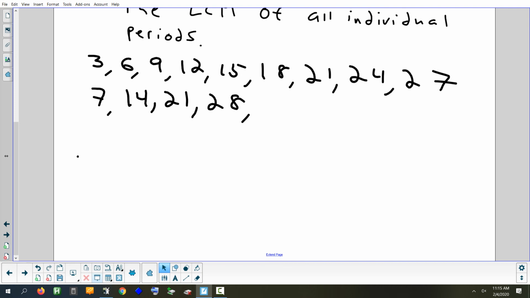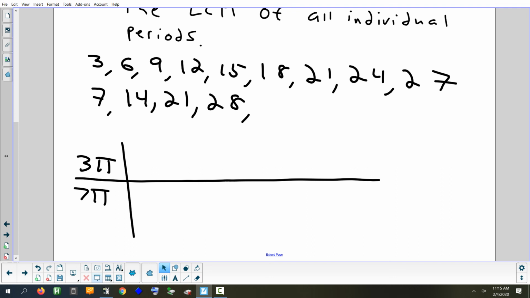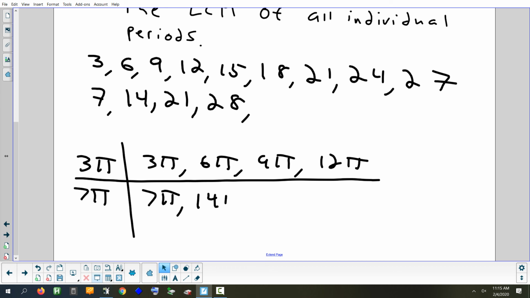Now, if I now said to find the least common multiple of 3 pi and 7 pi, it's the same thing. The only difference is instead of the least common multiple being 21, it's going to be 21 pi. So 3 pi, 6 pi, 9 pi, 12 pi. All you have to do is list out the multiples. 7 pi, 14 pi, 21 pi. It's the same idea. And find the smallest one in each list. This is how your problems are going to look today. You'll have two numbers with pi, and you're going to have to find the LCM.